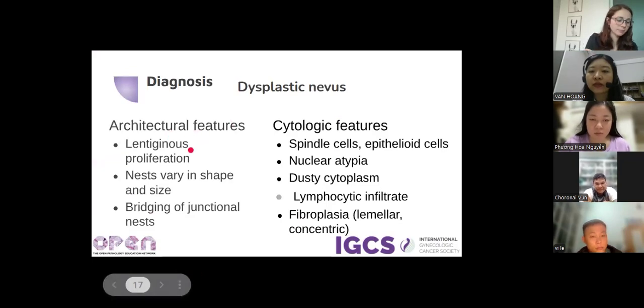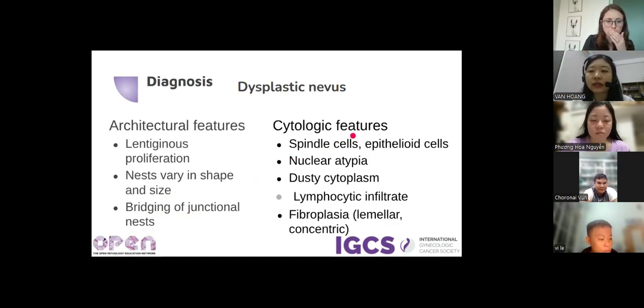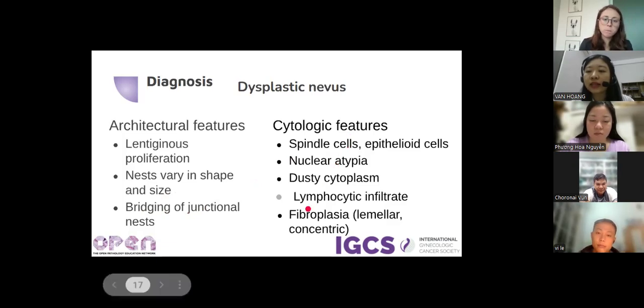About the architectural features, we have lentiginous proliferation. The nests vary in shape and size. It has regions of junctional nests. About the cytologic features, it contains spindle cells and epithelioid cells, with some nuclear atypia, but not tumors. And there is a lymphocytic infiltrate in the superficial dermis. And the fibroplasia can form lamellar or concentric patterns surrounding the nests.